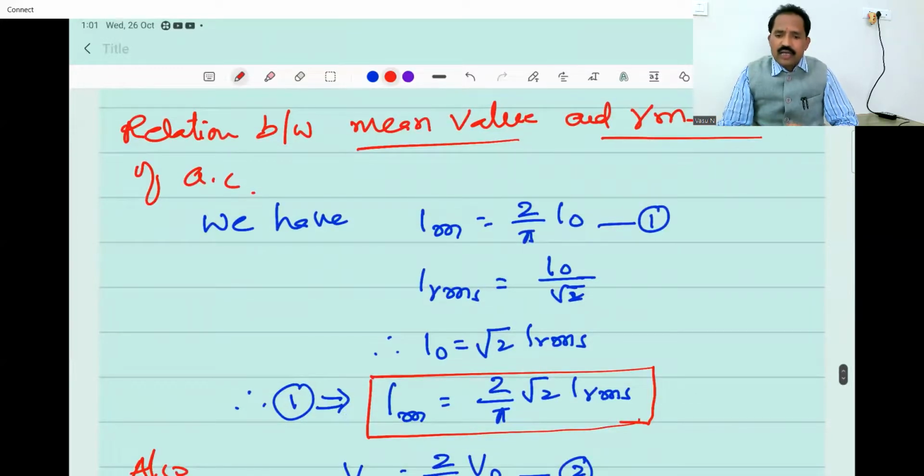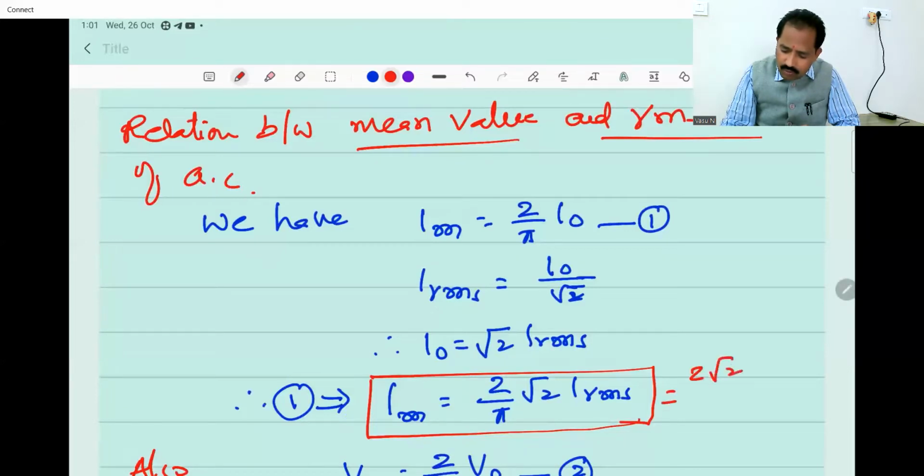Now in the second equation, rearrange for I naught. I naught is equal to root 2 into IRMS. Now substitute I naught in the above equation 1. Now Im is equal to 2 by pi, write it like this, substituting for I naught: root 2 into IRMS. That's it. So we have Im is equal to 2 by pi root 2, or you can also write 2 root 2 by pi into IRMS. If they ask for the relation between mean value and RMS value, you have to write this. So Im is equal to 2 root 2 by pi into IRMS.